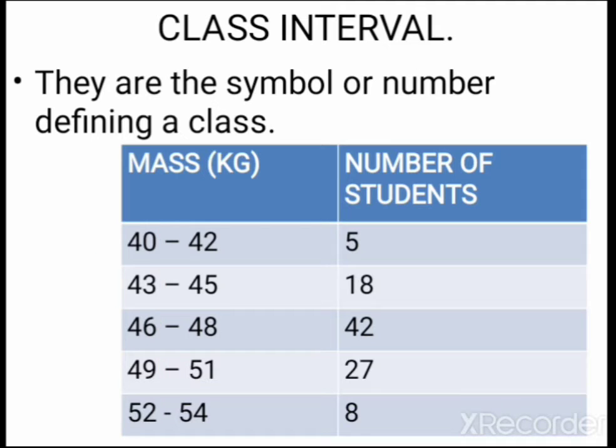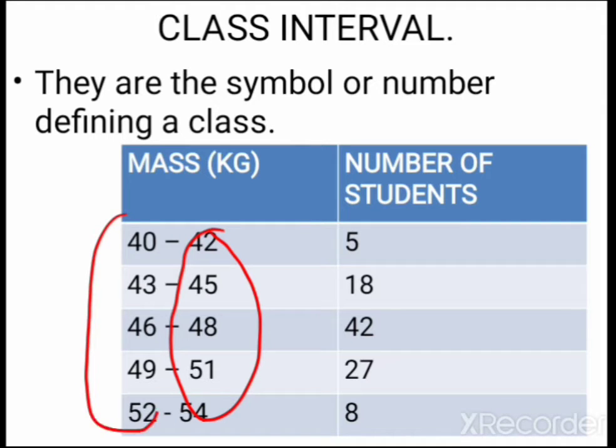So we see the lower class interval tells us the least number that can fall into a class, while the upper class interval is the opposite of the lower class interval. The upper class interval tells us the highest number or item that can fall into a particular class. In the first class, the upper class interval is 42. The second class, the upper class interval is 45. The third class, 48. The fifth class, 51. And the last class, 54. These are the upper class intervals in that table. The upper class interval is usually on the right hand side, and it tells us the highest number that can fall into a particular class.